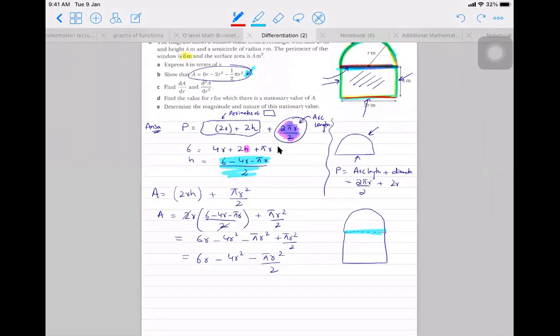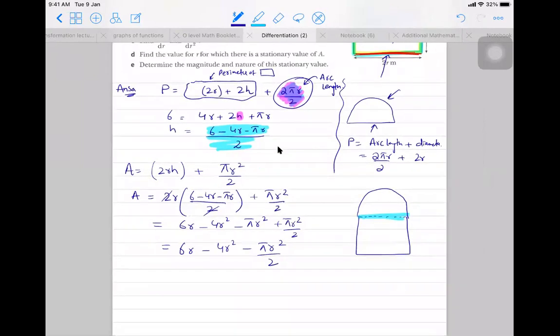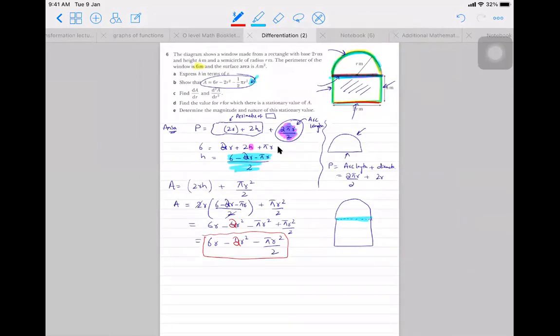ठीक है, so the working is going to be a little bit different. So this is going to be 2r. 6 minus 2r. I'm changing the entire values. 6r minus 2r square. ठीक है? That is how the answer is shown. It might be confusing for you. So if there is any confusion, please ask. I'm going to explain it again.